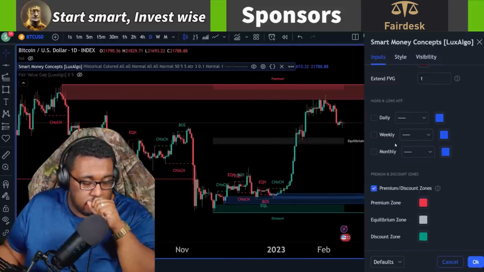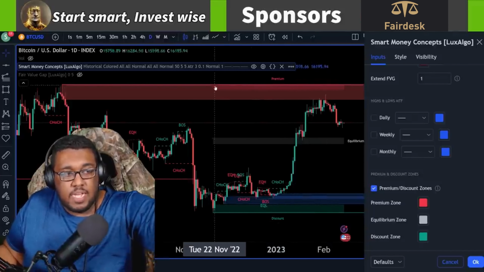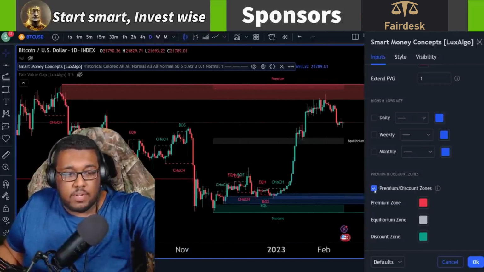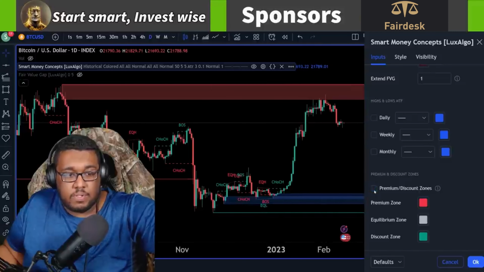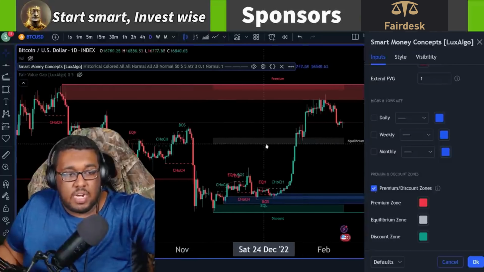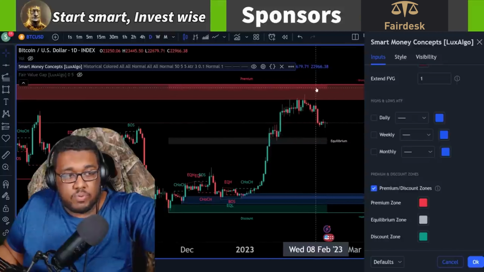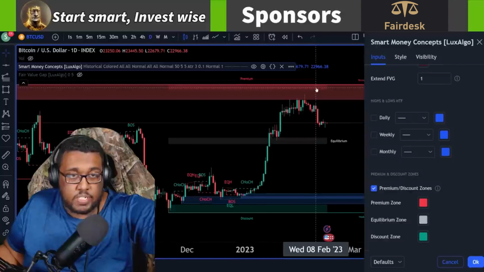So now, you guys can see this discount zone at the bottom and this premium zone up here. I'm going to uncheck it, it disappears, recheck it, it reappears. So that way you guys can see what's happening. And you guys also have this equilibrium zone right there. So basically, if we get up to the premium zone, that's usually a strong sell or a strong opening of a short position for me.